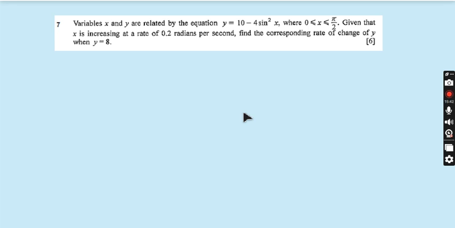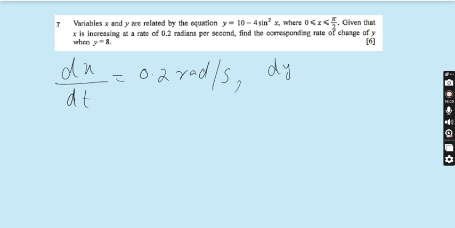Very easy question. x is increasing at a rate of 0.2 radians per second. It means dx by dt is given, 0.2 radians per second, and we have to find dy by dt, and the value of y is given as 8.